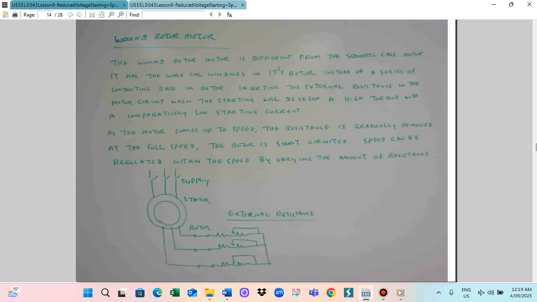So this is the supply, and this is the stator, and this is the rotor. This is the external resistance. So this is the wound rotor motor circuit: supply, stator, rotor, and the external resistance.